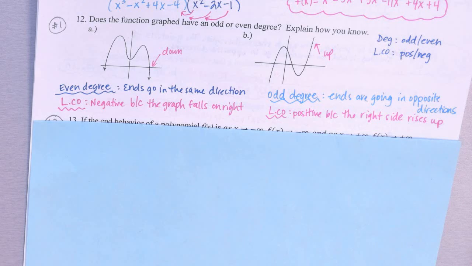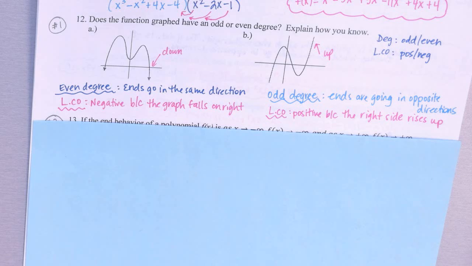The function has an odd or even degree, and then you have to explain how you know. So for A, we know it's even because the ends go in the same direction, and it's negative because the graph falls on the right for the leading coefficient. For B, it's an odd degree because the ends are going in opposite directions, and the leading coefficient is positive because the right side rises.